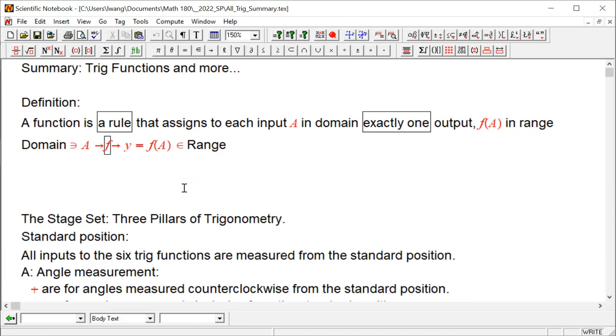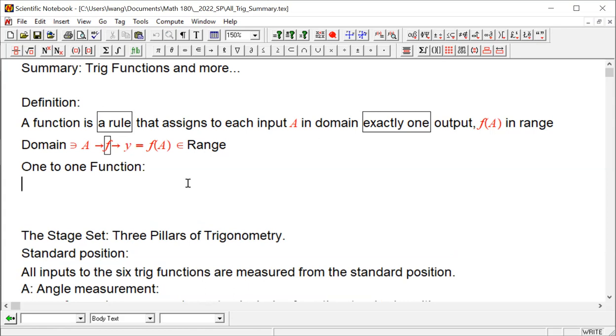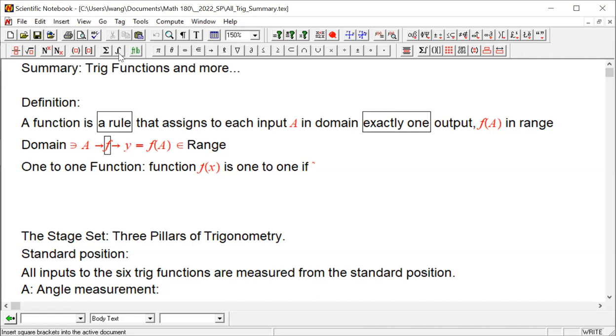And we have talked about what is a one-to-one function, right? When we talk about one-to-one function, we certainly give the definition, right? We say that function f is one-to-one if whenever the inputs are different, the outputs are different as well.